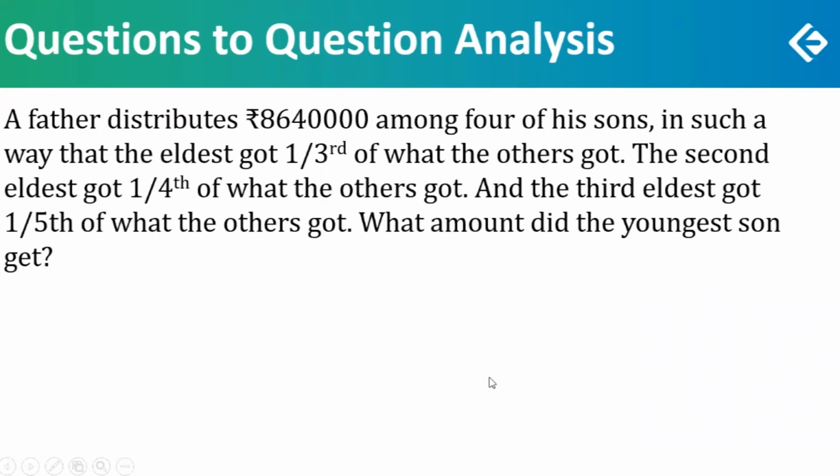Another question more to do with linear equations. Father distributing his wealth among 4 sons. Eldest gets 1/3 of what the others get, 1/3 of the others. 1/4 of the others, 1/5 of the others. So what did the youngest one get? If you frame equations, this is lengthy and moderate. But if you know the situation, what to do here, this is an easy question, can be done very fast. It saves a lot of time. This is an easy question. Find out the shortcut.